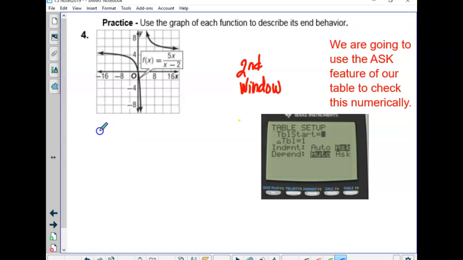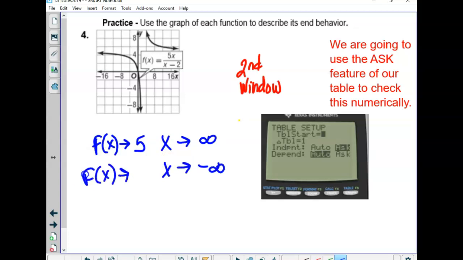Okay. So we found out that it gets closer to 5 on the left and the right. How do we write that? As X approaches infinity, f of X approaches 5. And as X approaches negative infinity, f of X approaches 5. So this one was the right and the left. Both were approaching a Y value of 5. Everybody got it?